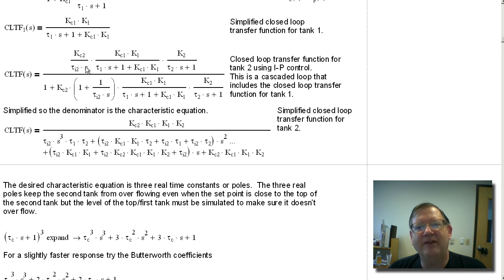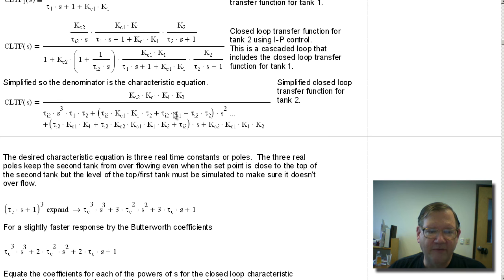I'm using an I-P, where the proportional gain is only acting on the change in the water level in the second tank. This is the transfer function for the first tank, and then this is again the open loop transfer function for the second tank. And this is the complete closed loop transfer function now for the second tank. And if I simplify that so I have a characteristic equation in the denominator, this is what I get.